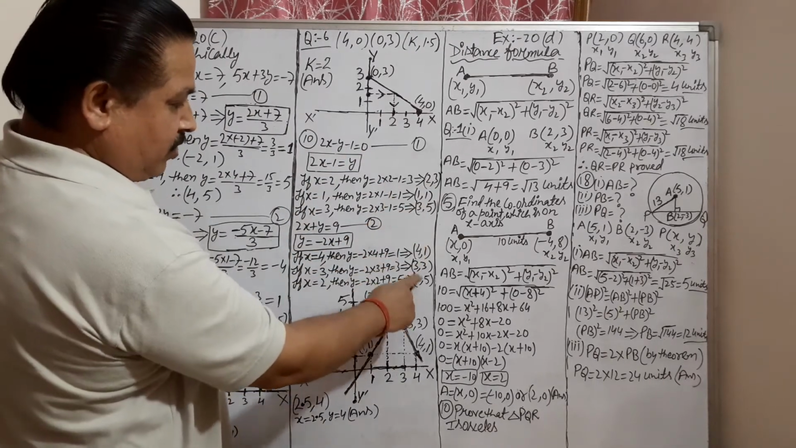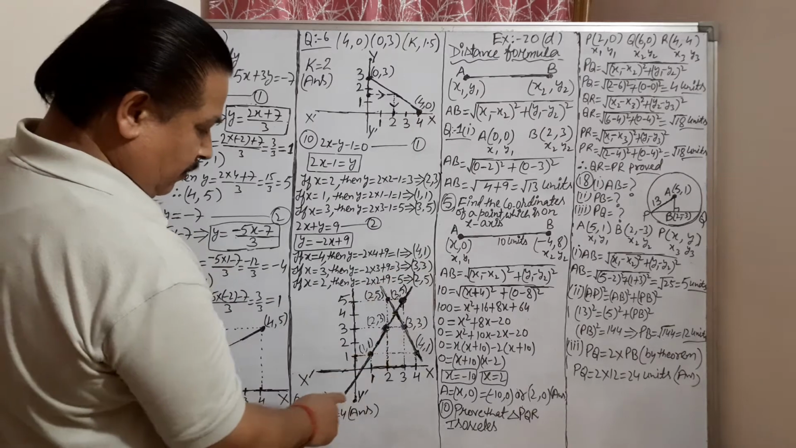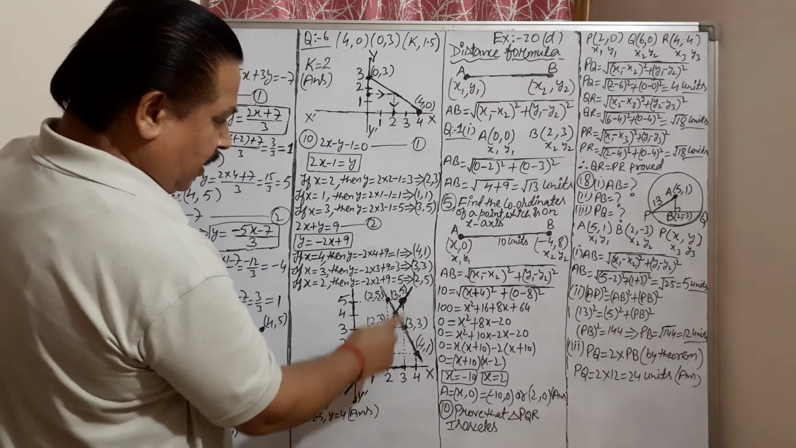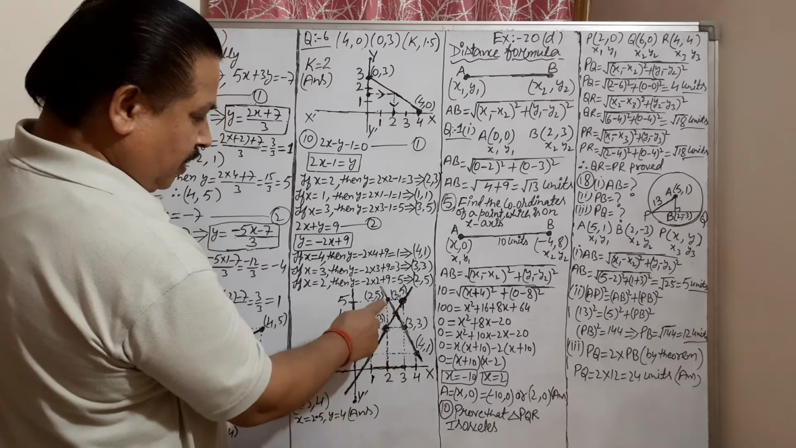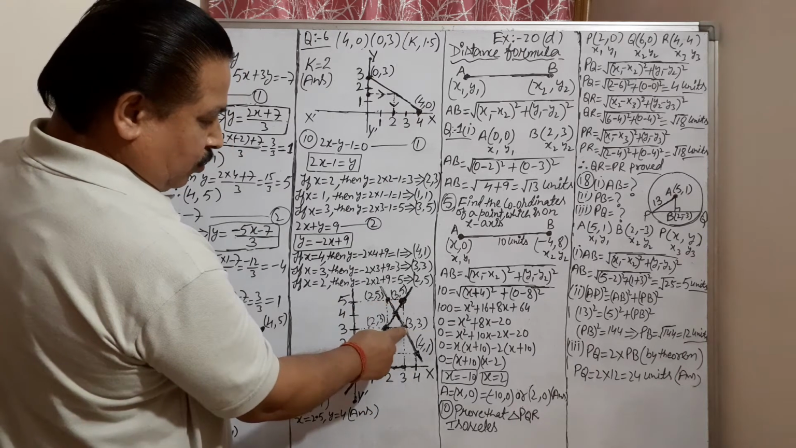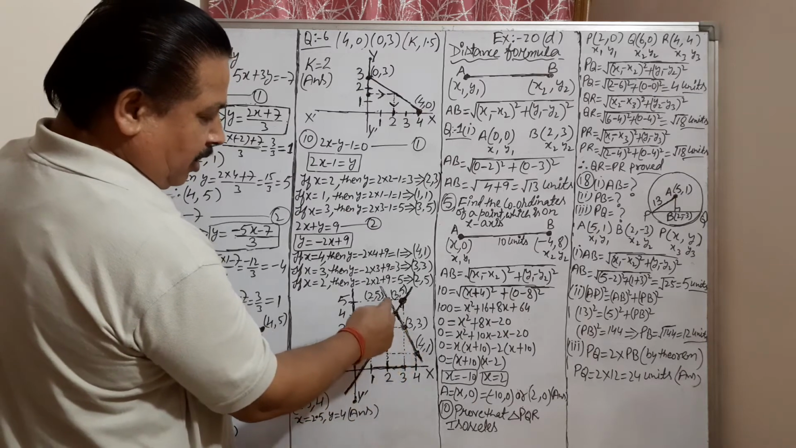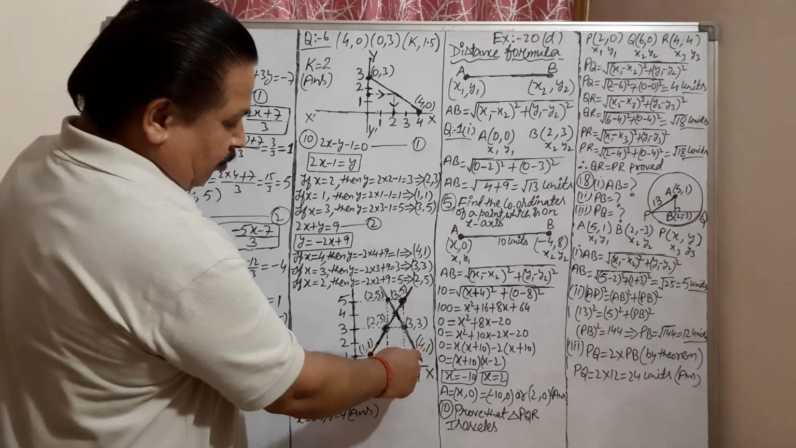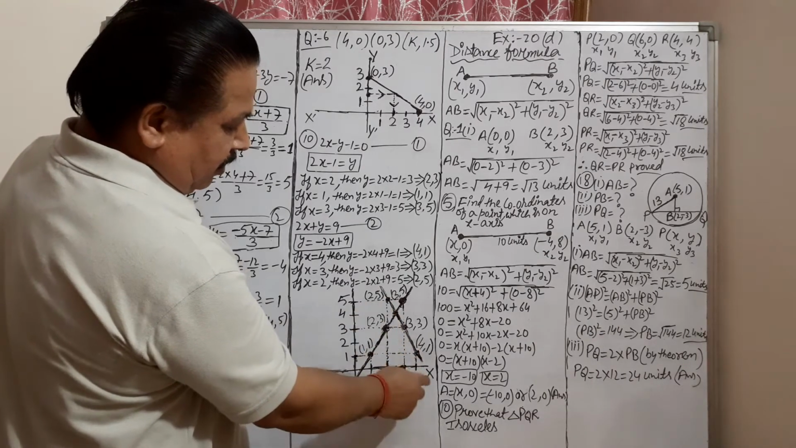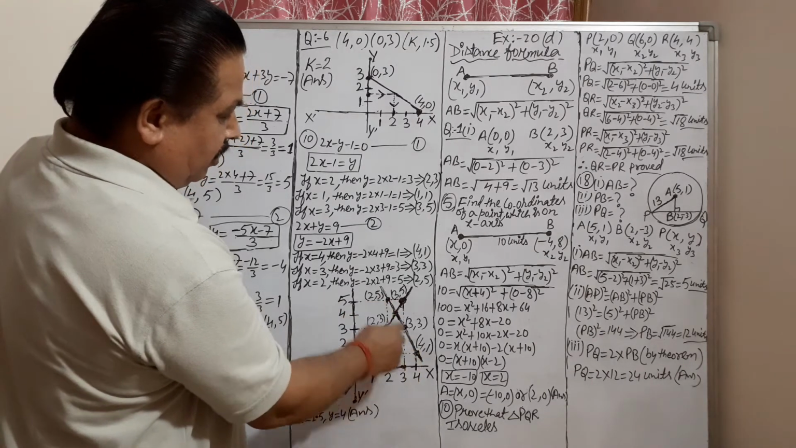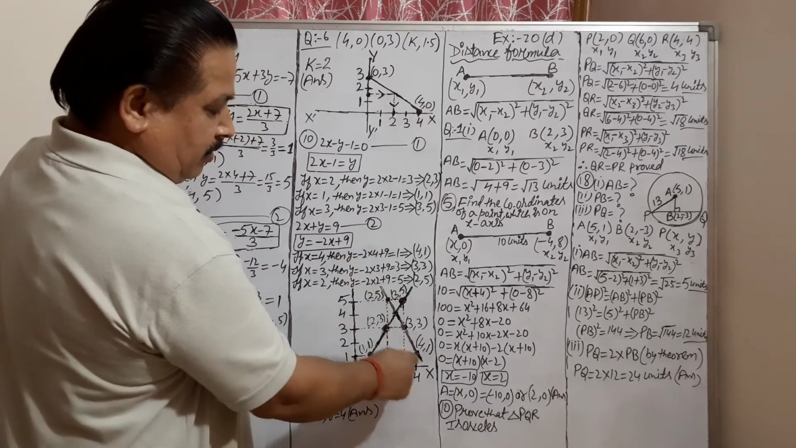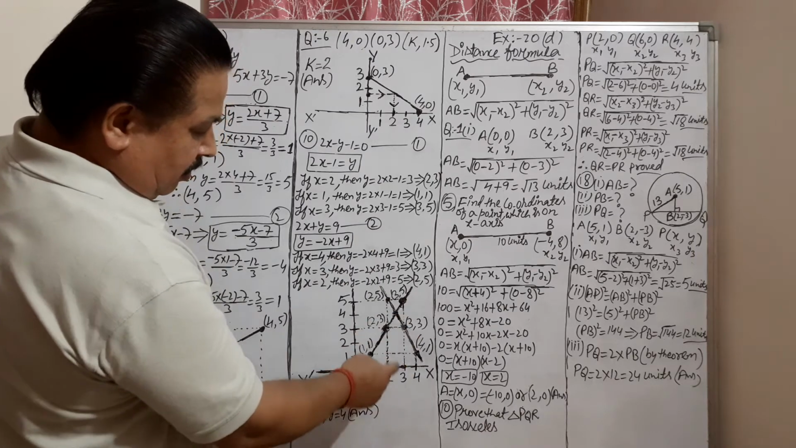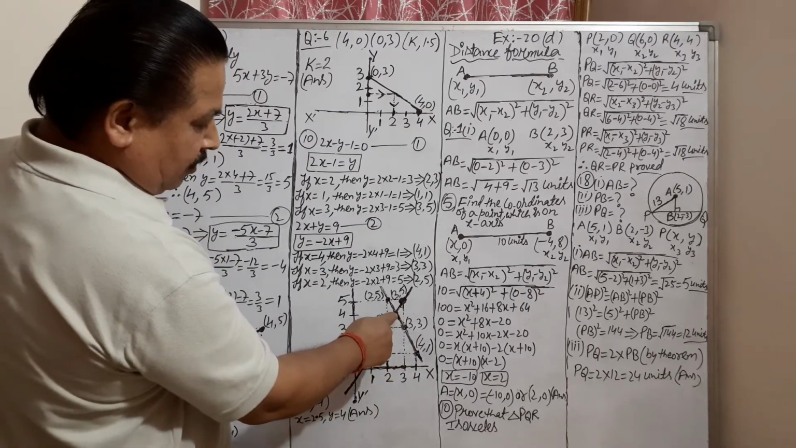Now similarly for equation number 2, plot all these. 4, 1 is here, and 3, 3 is here, and now 2, 5 is here. Again put your scale along these 3 points and just join them. So these 3 points will be joined together, and this is your equation number 2. This line represents equation number 2. Now where are these lines intersecting each other? On this point.